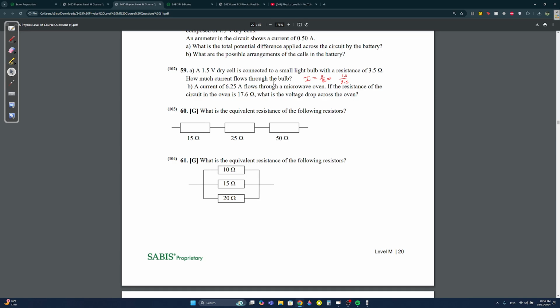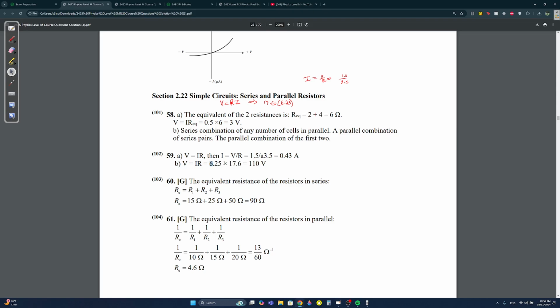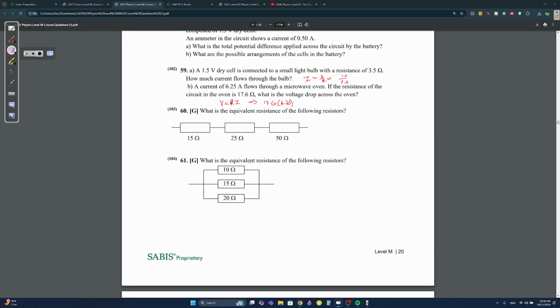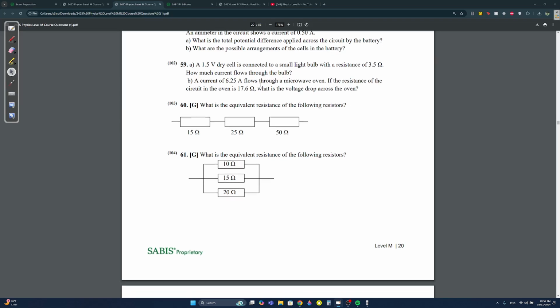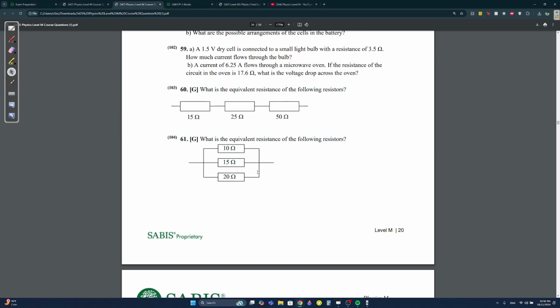A current of 6.25 ampere flows through a microwave oven. If the resistance of the circuit is 17.6 ohm, what is the voltage drop? I think here they're just testing us on Ohm's law. R is 17.6, I is 6.25. Is that correct? Yes, 110 volts. These are very equation-based. I hope the whole exam comes from these. These two always come.